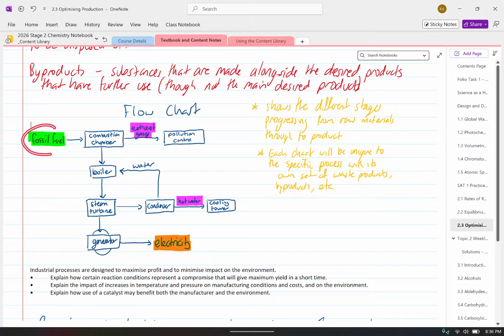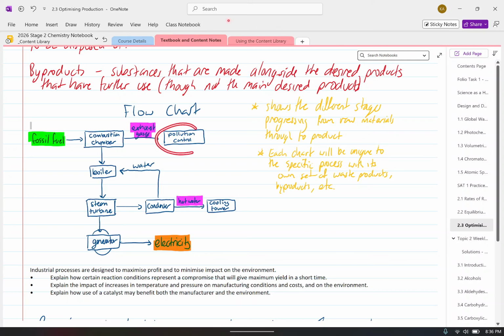So we take the fossil fuel and we put it into a combustion chamber. So we're going to be burning it. Now, as you know, when you burn fossil fuels, you're going to get exhaust gases coming out as products of those combustion reactions. Those exhaust gases are waste products. We don't necessarily have a use for them. Now, technically, you could do things with them, but in this case, usually you just get rid of them.